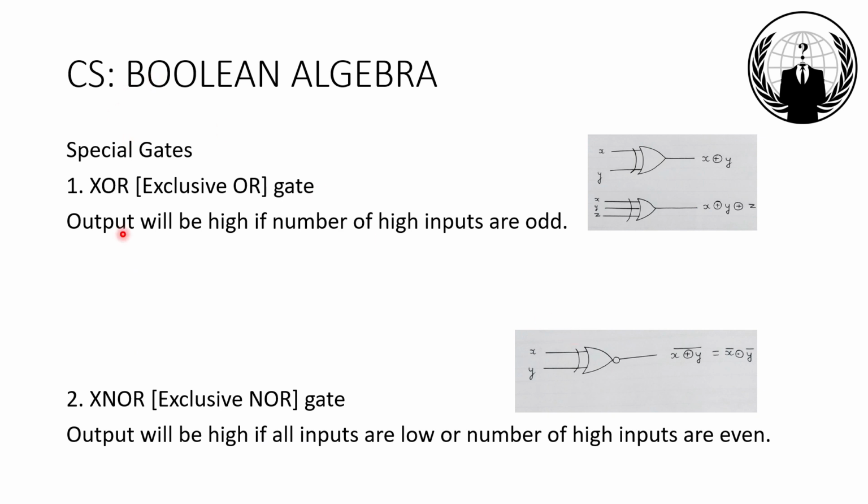Now here are the special gates, which are XOR gate and XNOR gate, the exclusive OR gate and exclusive NOR gate respectively. In the case of XOR gate, output will be high if the number of high inputs is odd. In the case of XNOR gate, output will be high if all the inputs are low or the number of high inputs is even.